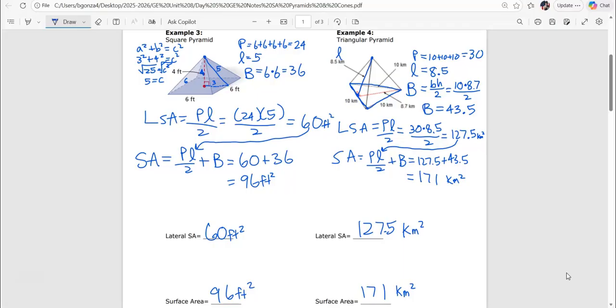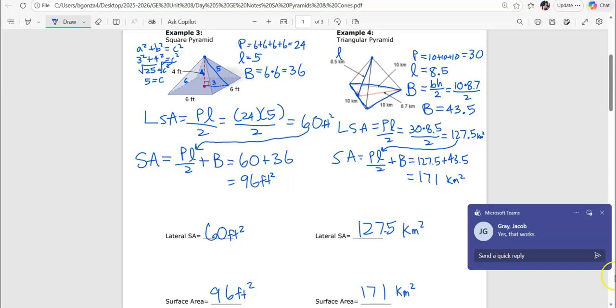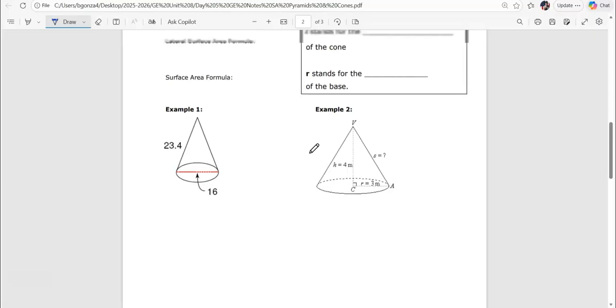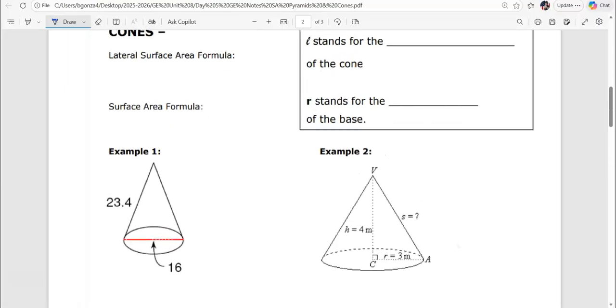So this was pyramids. You got to find perimeter. You got to know L is on the slant. And then big B is the area of the base, not just a side length of the base, okay? So just like the last notes we did, you got to be very careful how you do this. Use these formulas. Okay, on the back, let's talk about cones.